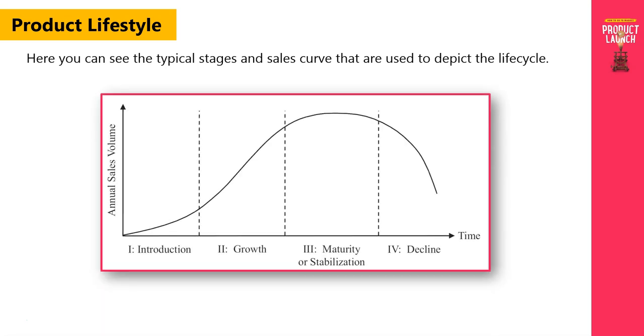I'm looking at a graph. On the y-axis, it says annual sales volume. On the x-axis, it is divided up into 4 parts. 1 is introduction, 2 is growth, 3 is maturity or stabilization, and 4 is decline, and it's labeled as time. And the graph goes up slightly in introduction, a little bit more in growth. It plateaus in maturity or stabilization, and then it goes down in decline. The reference is labeled Wiley and Sons.